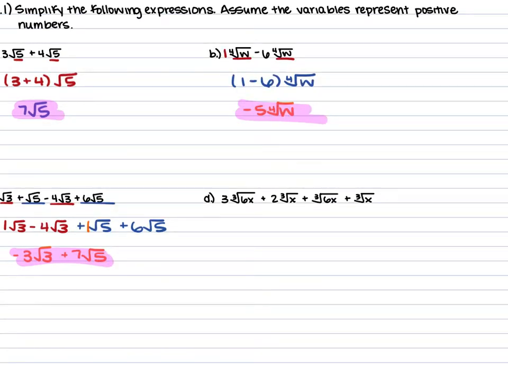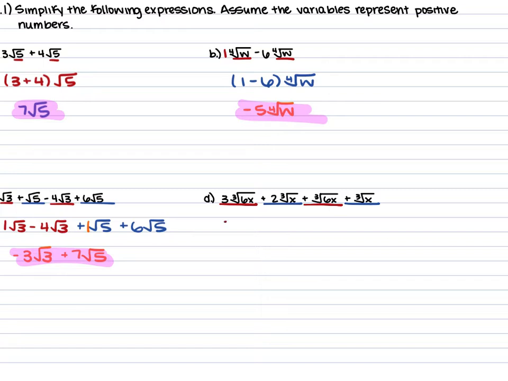For example D, we have 3 cube root 6x plus 2 cube root x plus the cube root of 6x plus the cube root of x. Now, yes, your indexes are all the same for these 4 radicals. However, what's underneath is not. So you can only combine the ones that have the same index and the same term or terms underneath the radical. So with this one, your 3 cube root 6x and that cube root of 6x are like terms. The 2 cube root x and just the cube root x are like terms.